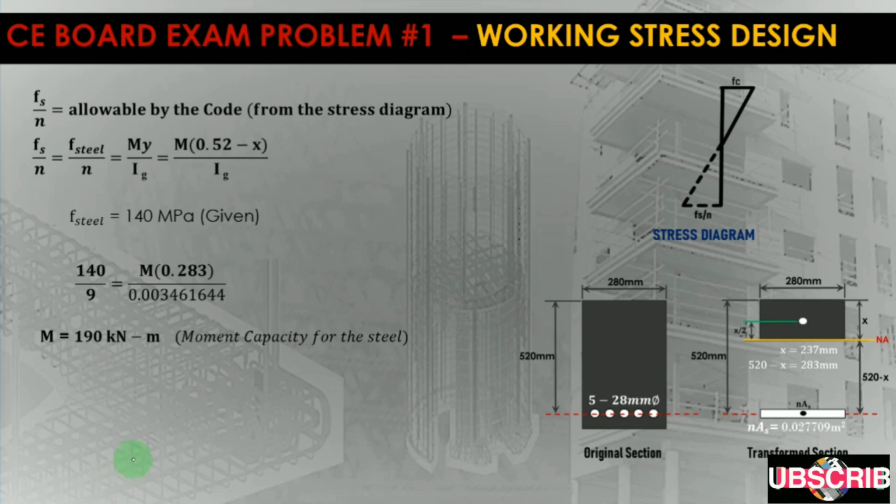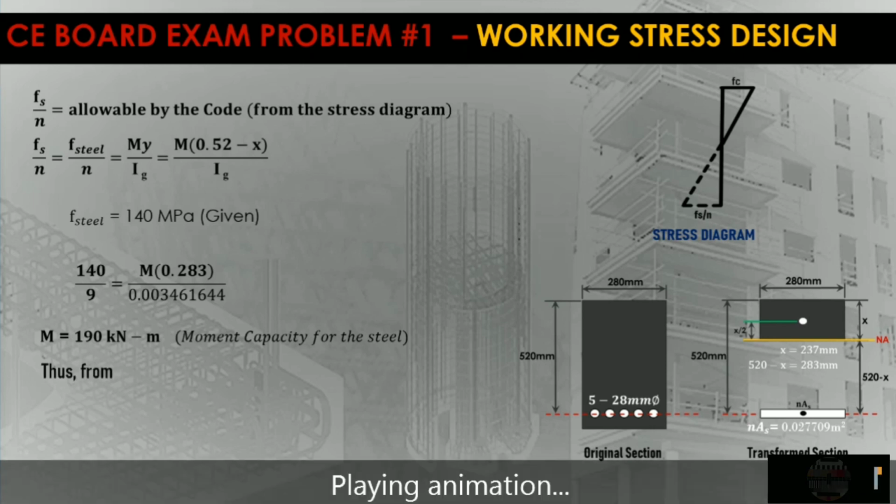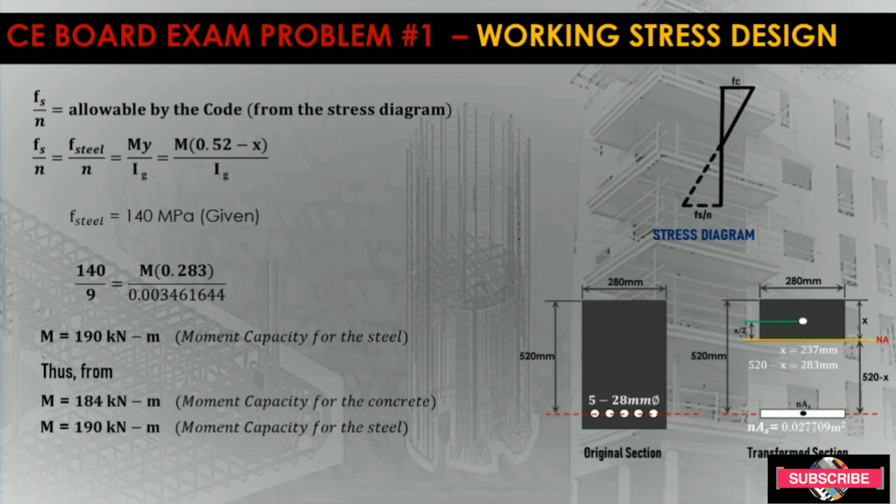Thus, we can say that based on the result for the moment capacity, considering the concrete section and considering the steel section, we are going to use this value of M equal now to 184 kilonewton meter. So just remember to use the lesser value among the two. So in this case, the lesser value is this 184 kilonewton meter, which is the moment capacity considering the concrete section. Okay, so this is the answer for our second question, the moment capacity of the beam.